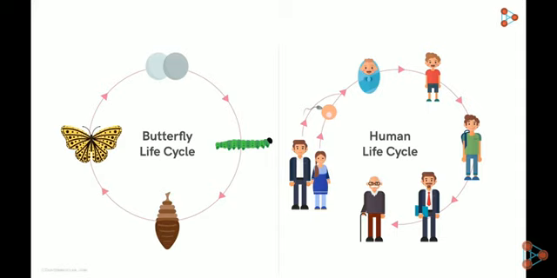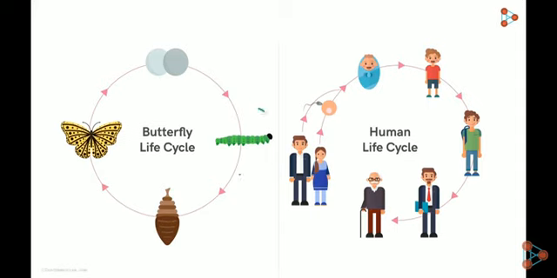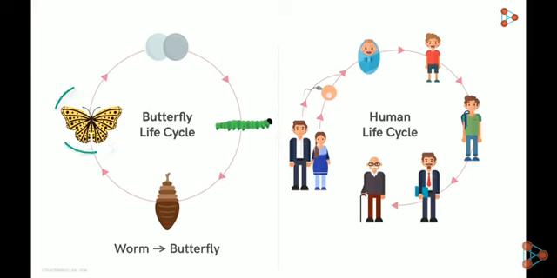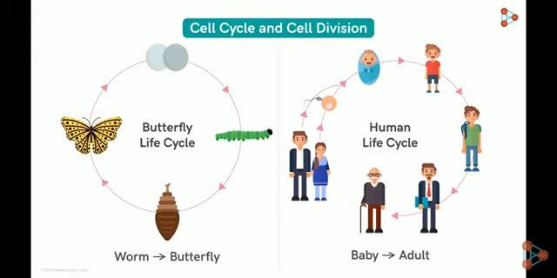Butterflies go through some spectacular life cycle transformations, that is, from a lowly worm into a glorious creature that floats on the breeze. On similar lines, humans also follow a developmental pattern. They go through a series of developmental stages from the time of birth to the time they mature into an adult. And these transformations are mainly possible thanks to the process of cell cycle and cell division.